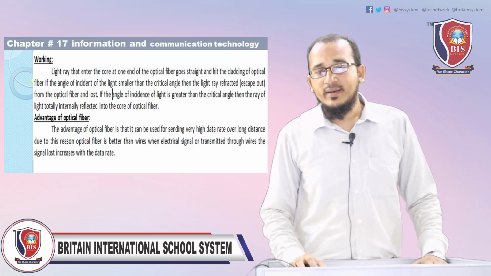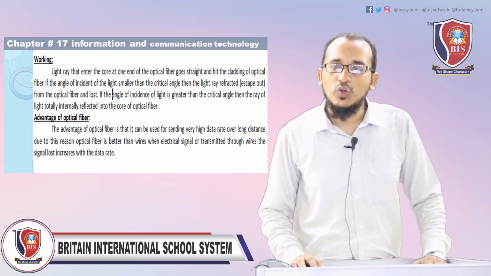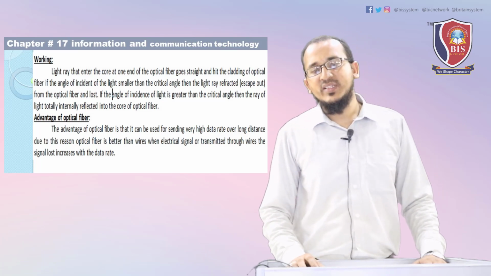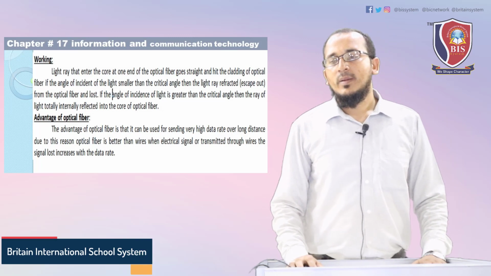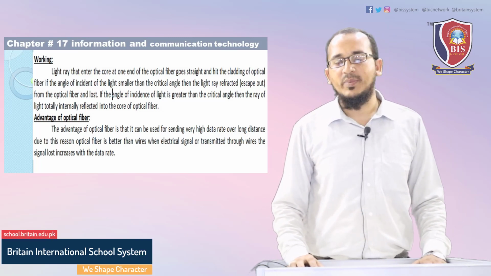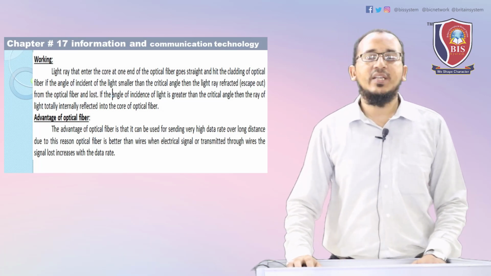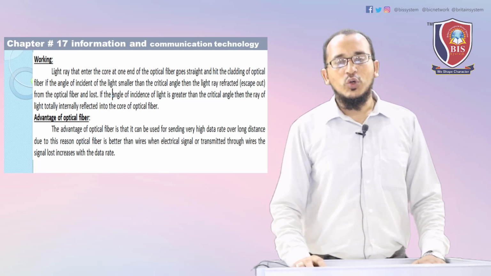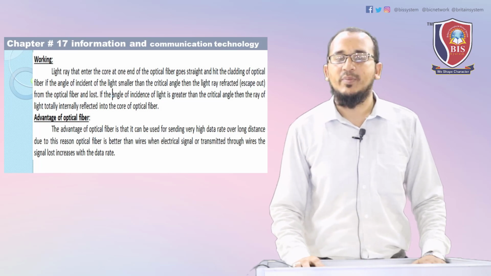Working. A light ray that enters the core at one end of the optical fiber goes straight and hits the cladding of the optical fiber. If the angle of incidence of the light is smaller than the critical angle, the light ray is refracted, escapes out from the optical fiber and is lost. If the angle of incidence of light is greater than the critical angle, then the ray of light is totally internally reflected into the core of the optical fiber.